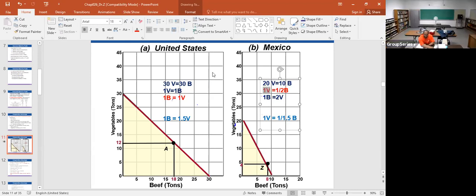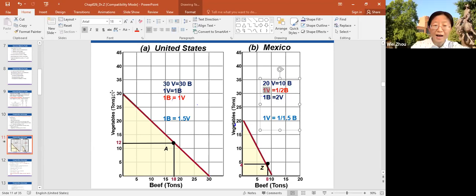Yes. Because right now what happened is US is only making beef because it has lower opportunity cost on making beef. And Mexico only makes the vegetable because it has lower opportunity cost on making vegetable. But the US needs to eat vegetable and the Mexicans need to eat meat. So in that case, US will sell the beef to Mexico and Mexico will sell the vegetable to US. Are you with me?